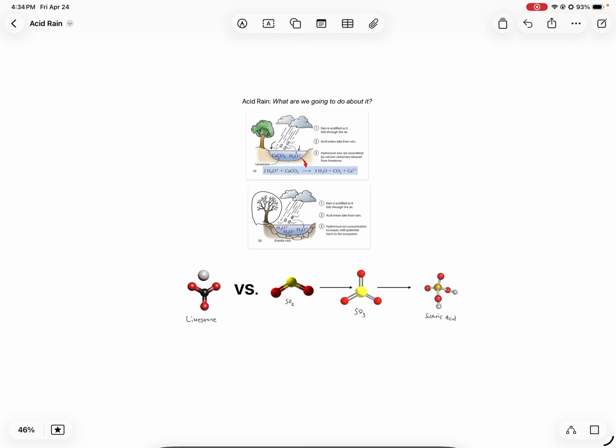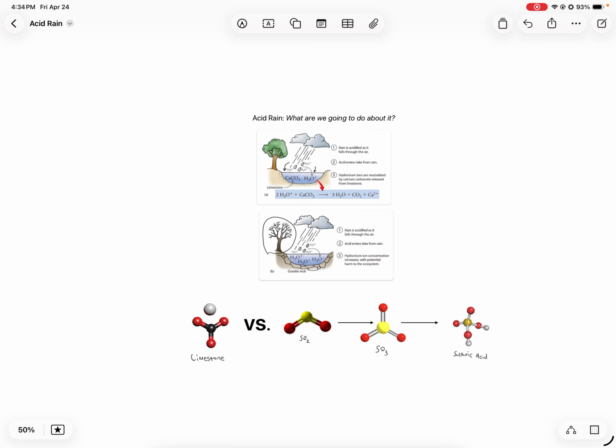And there we have it, the complete picture of acid rain and some possible solutions, and how acid rain forms from the chemical perspective.